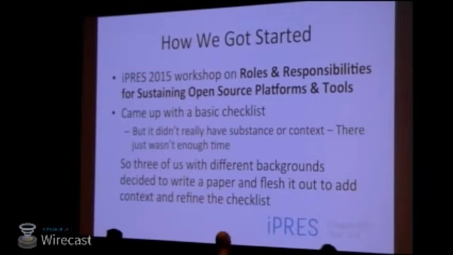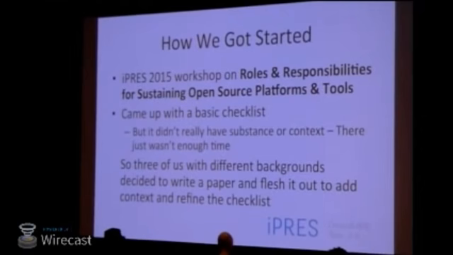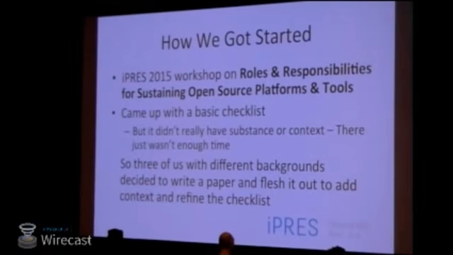But the checklist was nice. It was a really good start, but due to limited time, it wasn't really substantive. It didn't have a lot of substance or context. So three of us with really different backgrounds decided that we wanted to move this forward, and we decided to write a report, a white paper. I don't know what to call it yet. Maybe it's an article. But we're working on something that we think is going to be useful for the community. And the real reason why I'm up here is to ask for your feedback and your help, and to make you aware of this project that we're working on.